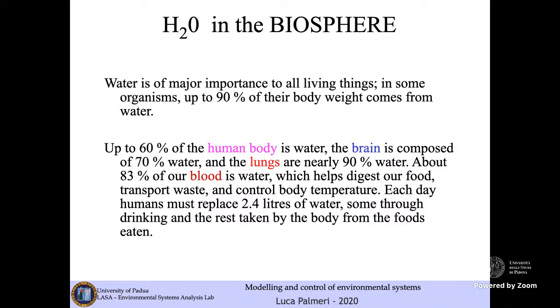in controlling the body temperature, in keeping the body temperature constant. And as we know, this is an essential aspect, especially for mammals. Each day, humans must replace 2.4 liters of water, some through drinking, and the rest is taken by the body from the foods eaten. So 2.4 liters of water.